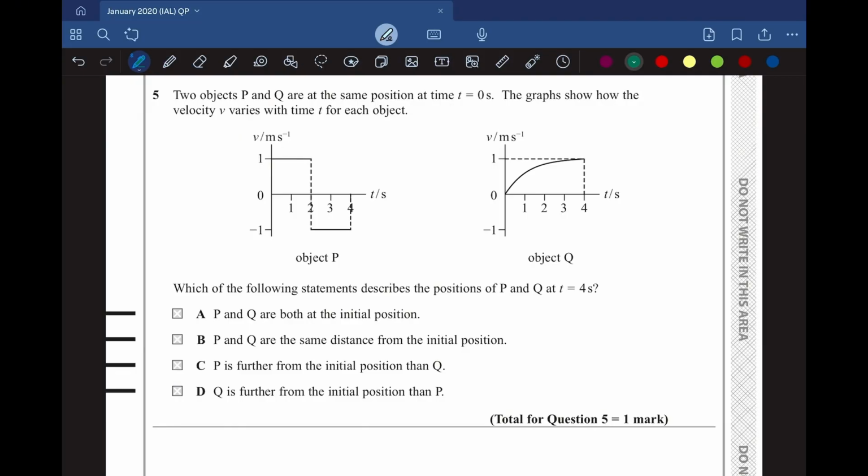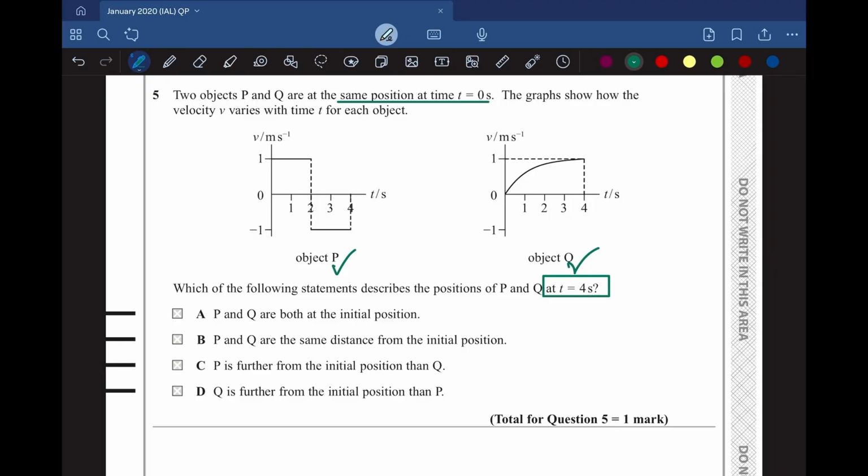The graph shows how the velocity varies with time for each object. So basically, at the start, they were at the same point. The two graphs show how their velocity was varying with time. This is for object P and this is for object Q. Now the question asks, which of the following statements describes the position of P and Q at t equals 4 seconds.